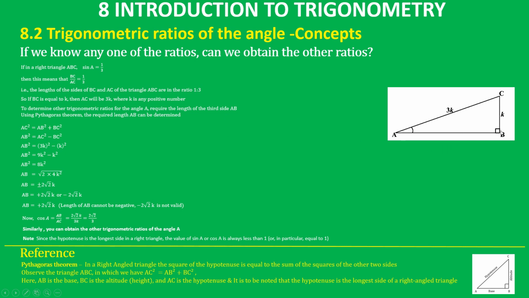So, can we assume that BC is equal to K, then AC will become 3 times K, right? Just now it is given that these sides are in the ratio of 1:3. If this is 1, it will be 3 times. If it is 1K, it will become 3K, where K is a positive number.